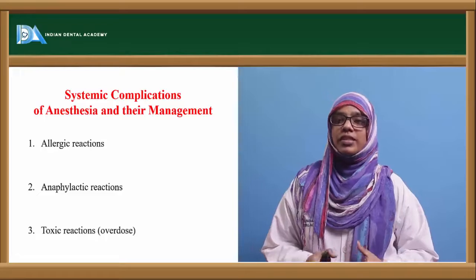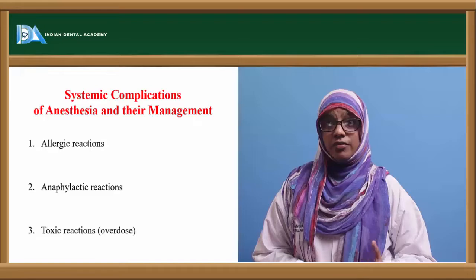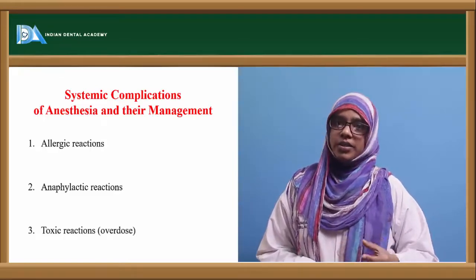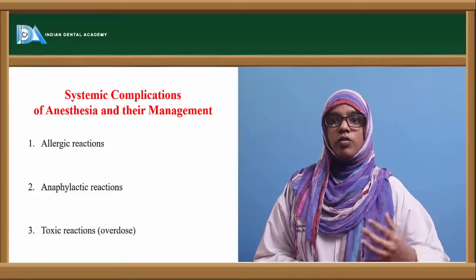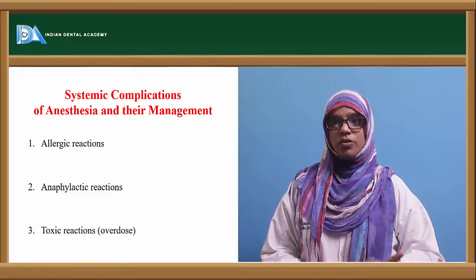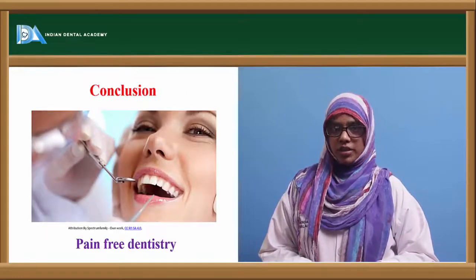Then move on to the systemic complications of the anesthesia, that is, allergic reaction can occur, anaphylactic reaction can occur, and toxicity can occur. Basically, toxicity can occur when the patient's liver is compromised because most of the time the biotransformation takes place in the liver. If they are compromised, toxicity can occur. So these are the systemic and local complications of the anesthesia.